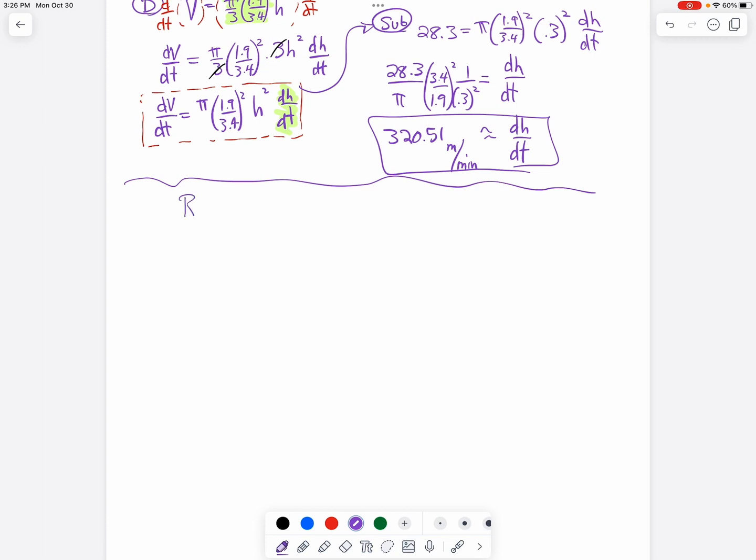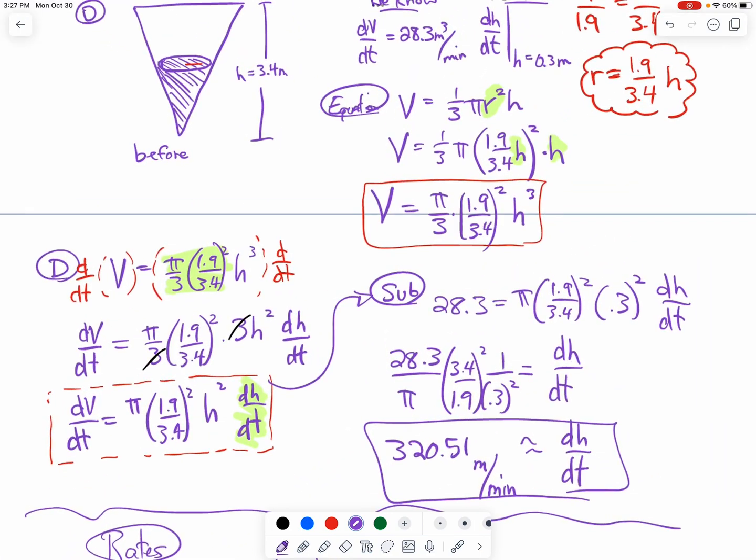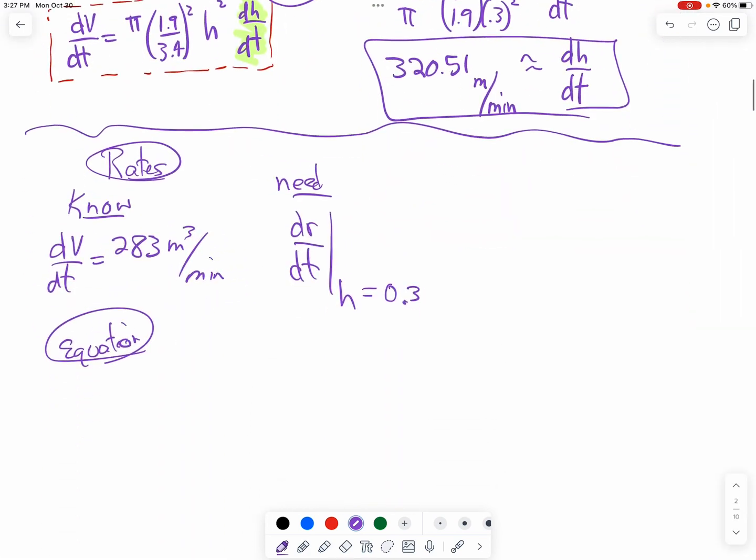Of the rates we know, dV/dt is 283 cubic meters per minute. But now what we need is how the radius changes. We need dr/dt at that certain instant where h is 0.3. So the same things apply with that equation, which is volume is 1/3 pi r squared h.